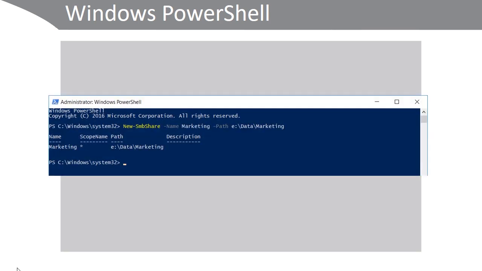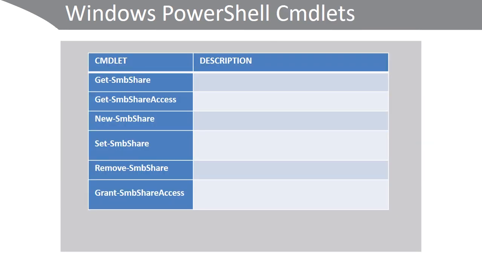You can also use Windows PowerShell. Using the New-SmbShare cmdlet as shown here enables you to create a new shared folder. The following additional cmdlets can also be used. Get-SmbShare lists the existing shares on the computer. Get-SmbShareAccess lists the permissions of the share.